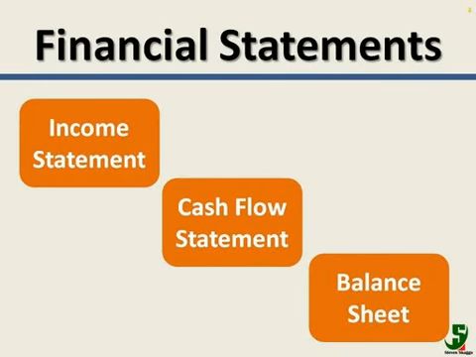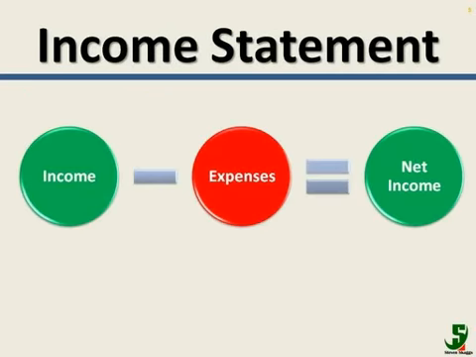There are three primary financial statements: the income statement, the statement of cash flows, and the balance sheet. Let's take a closer look at each one. The income statement summarizes incomes and expenses for a period of time, perhaps a month, a quarter, or a year. If income is greater than expenses, there is a surplus, and that surplus can be used to save or to spend more. If income is less than expenses, then there's a deficit that must be addressed.